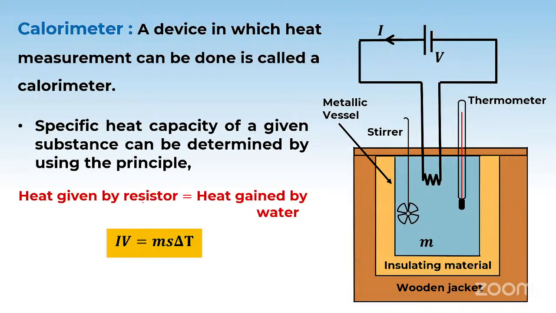Now heat given by the resistor is the power loss here, which is nothing but the current I multiplied by the voltage V, which is equal to the heat gained by water. So how much heat will the water gain? ms into delta T. Okay.